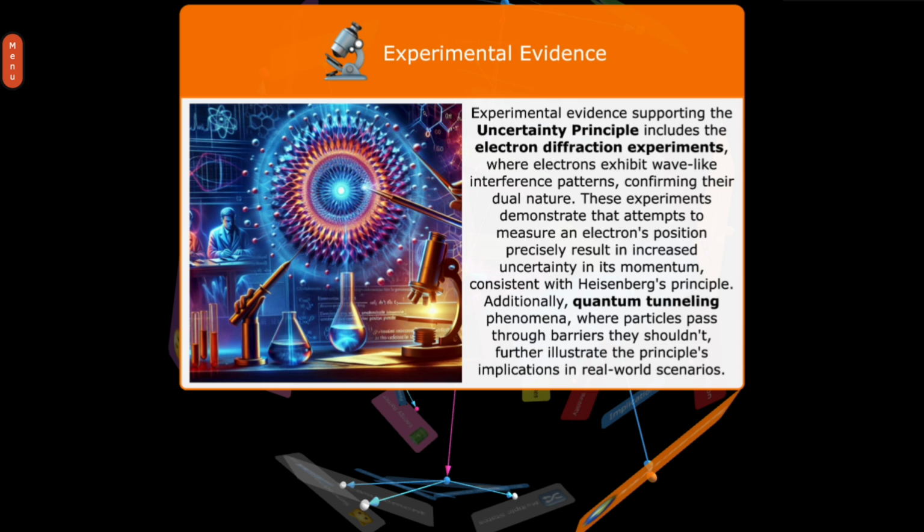Experimental evidence supporting the uncertainty principle includes the electron diffraction experiments, where electrons exhibit wave-like interference patterns, confirming their dual nature. These experiments demonstrate that attempts to measure an electron's position precisely result in increased uncertainty in its momentum, consistent with Heisenberg's principle. Additionally, quantum tunneling phenomena, where particles pass through barriers they shouldn't, further illustrate the principle's implications in real-world scenarios.